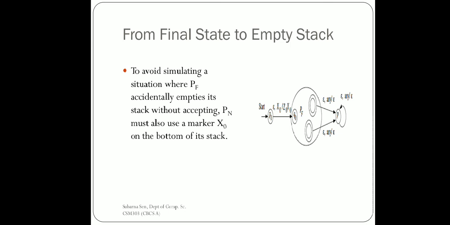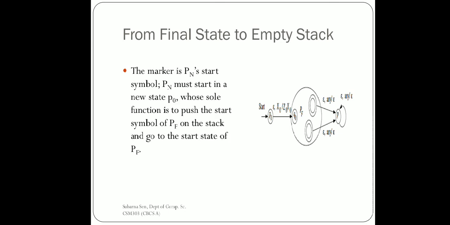The situation may be like this, that PF empties its stack without accepting, so the situation is wrong. This should not happen. To make PN aware of it, we will use one marker X0, which will mark that we have reached the bottom of the stack. The marker is PN's start symbol. PN must start in a new state P0, whose sole function is to push the start symbol of PF on the stack and go to the start state of PF. Just look at the diagram, what it is doing.